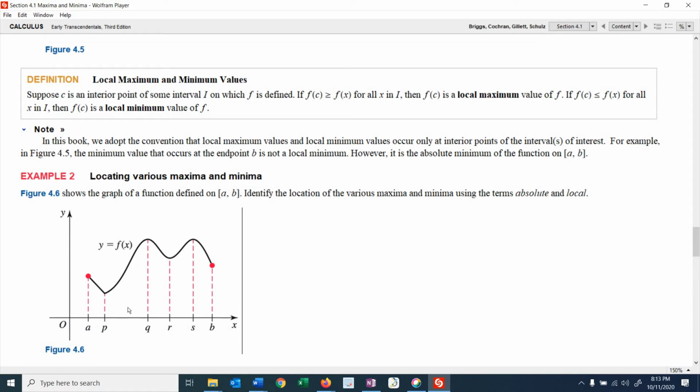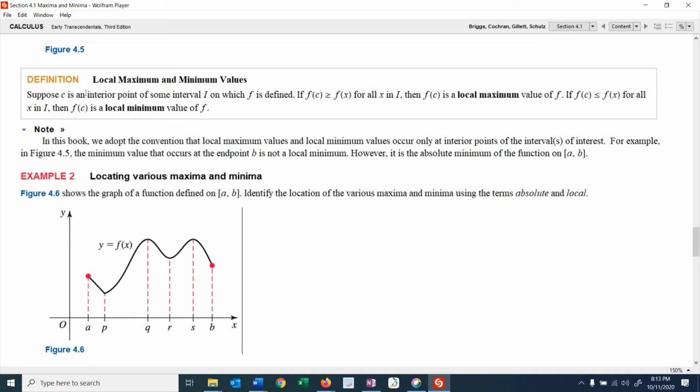And then, of course, local minimum is a very similar idea. P is a local minimum because if you draw an interval around P, then f of P is the smallest y value in the interval. Likewise for R. If you draw an interval that contains R, around R, then f of R is the smallest y value in that interval, and therefore it's a local minimum. F of R is a local minimum.